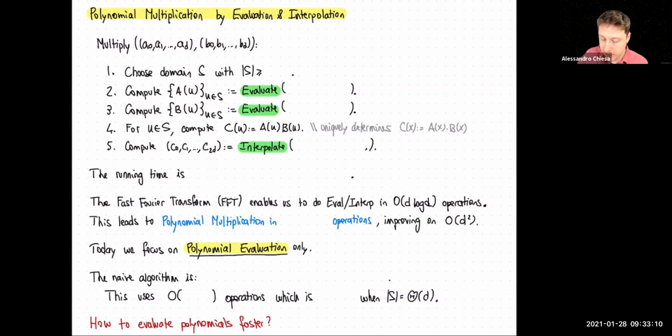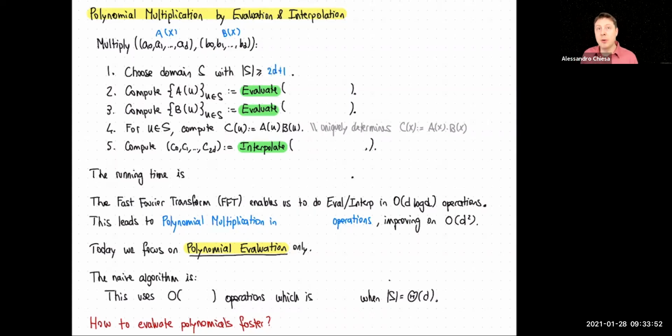Okay, so those are our polynomials A of x and B of x represented as coefficients, which we want to multiply. So the template algorithm will say, okay, let's pick some domain S, and we want S to be of size at least what? If I want to uniquely determine C, the product polynomial, how big should S be? Right, 2d+1, not d+1, right? Because remember, I want to uniquely determine the product, and the product has degree 2d. So here it's going to be of size 2d+1.